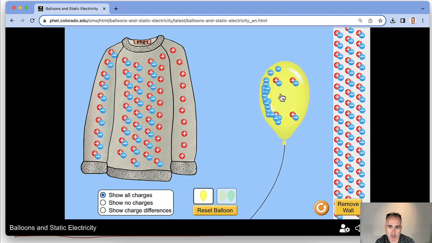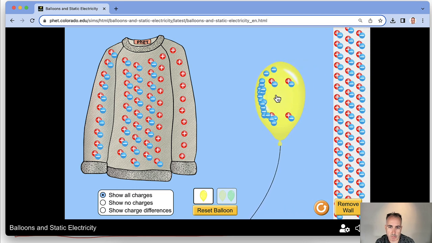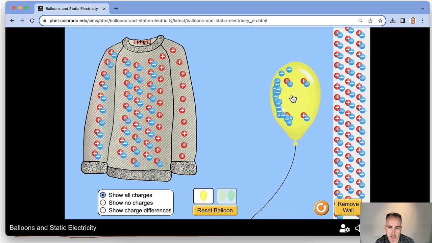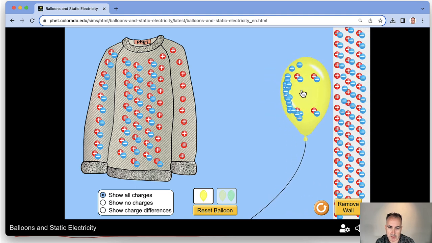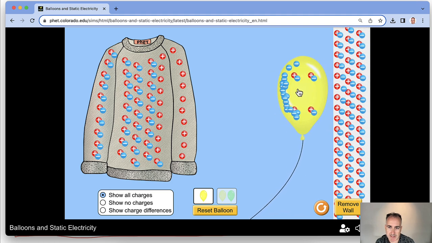As I go closer to the wall, do you notice, because the right side of the balloon is somewhat negatively charged as well, the wall is feeling some of the effect of this negatively charged balloon. So as I go closer, I push the electrons away, and as I push them away, the wall becomes slightly positively charged, and then the balloon will be attracted.